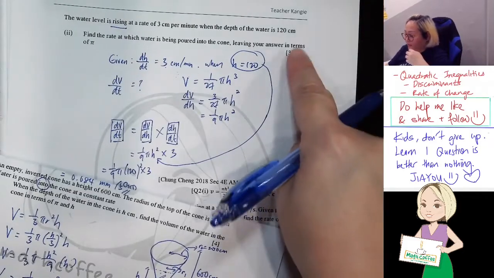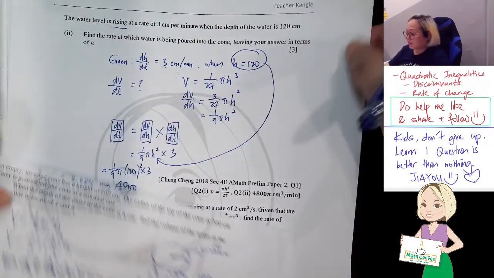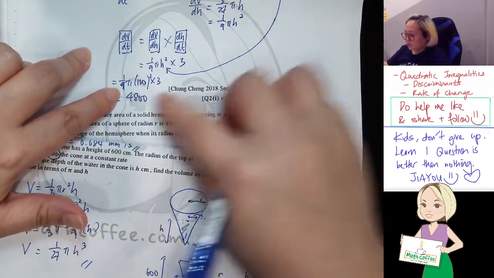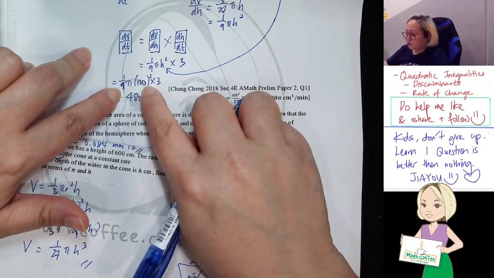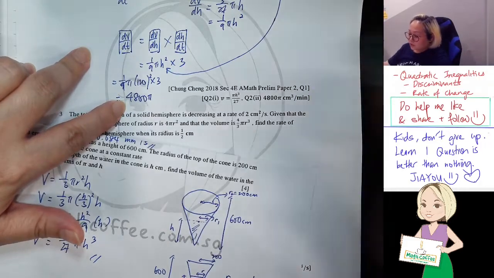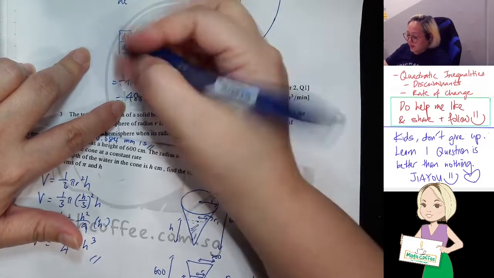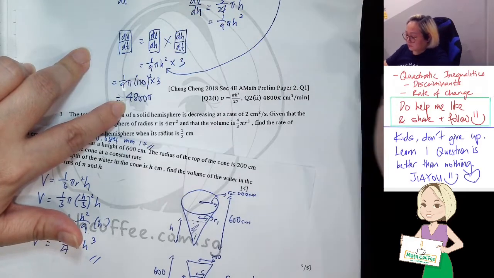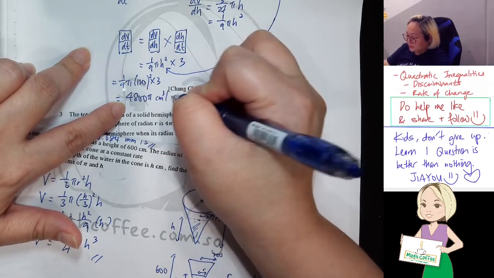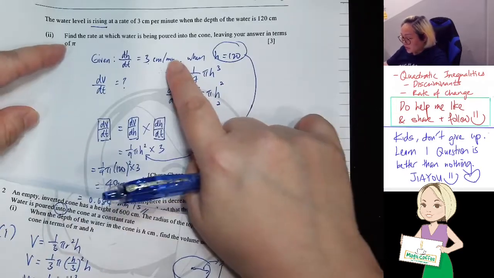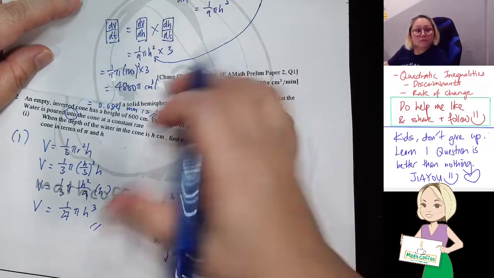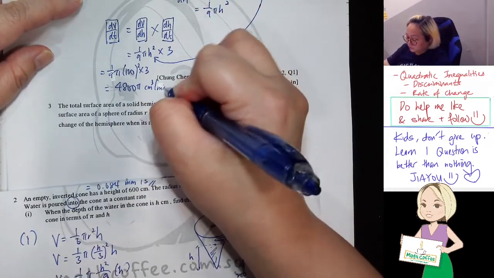Take note now. They say in terms of pi. So you cannot press the calculator pi. It will give you a decimal. So in this case, you will do 1 over 9 times 120 squared times 3. It will give you 4800. Then you just add a pi. Since this is dV dt, this one will be cm cubed per second. No, not per second. You see, it's per minute. So it's per minute. Done.